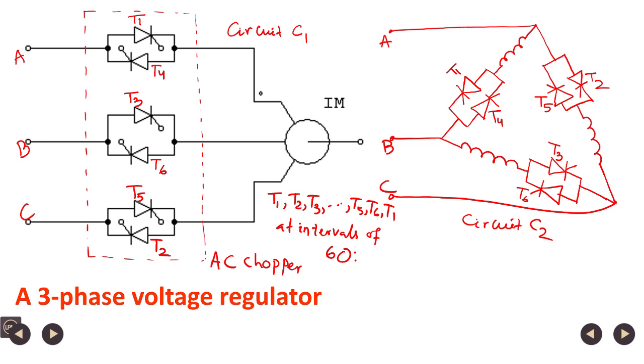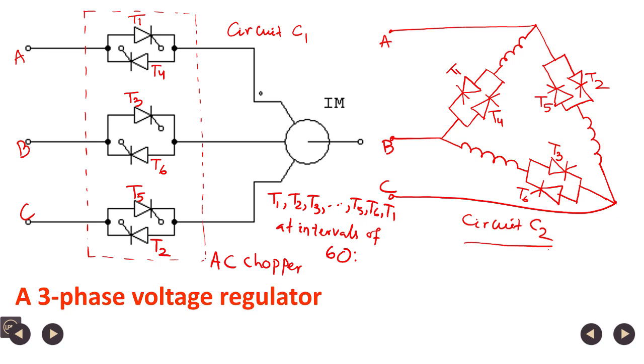And you can see here the thyristors for the voltage controller are connected in series with the winding, and in circuit C2 thyristors carry only the phase current of the load, the phase current of the motor, but in circuit C1 thyristors carry the line current of the load. So, phase current is 1 by root 3 times the line current. So, in circuit C2 thyristors carry 1 by root 3 times the line current. So, the average current rating of the thyristors is less, and so cost is less also, because the current rating is less, cost is less.